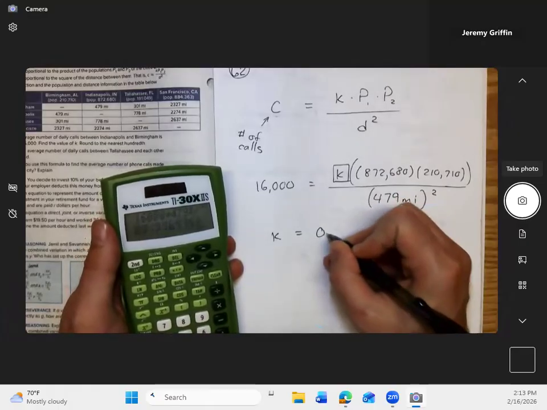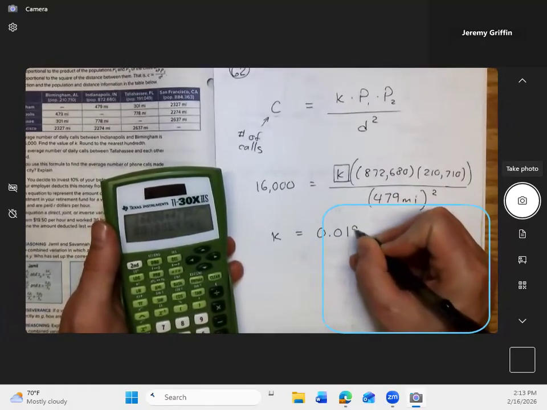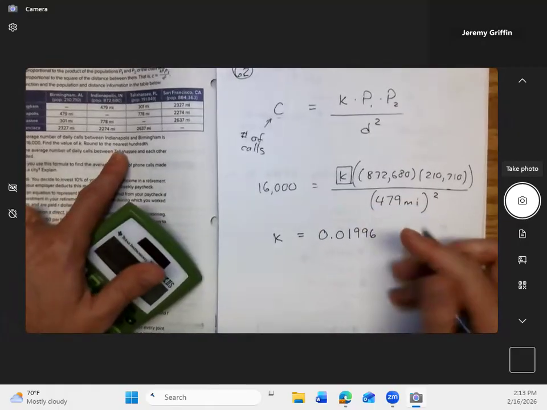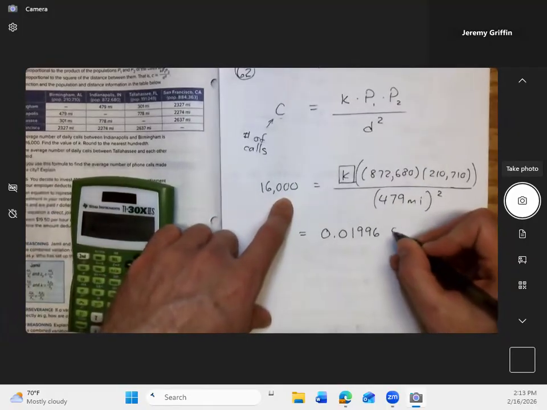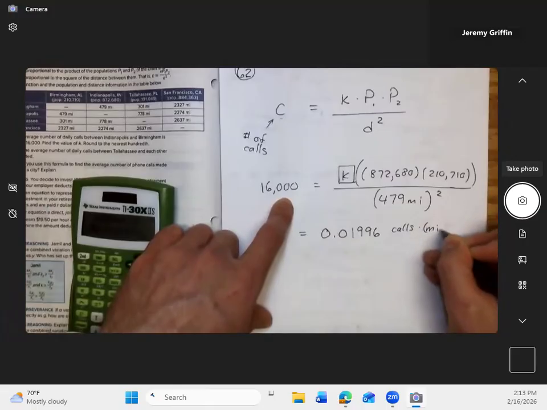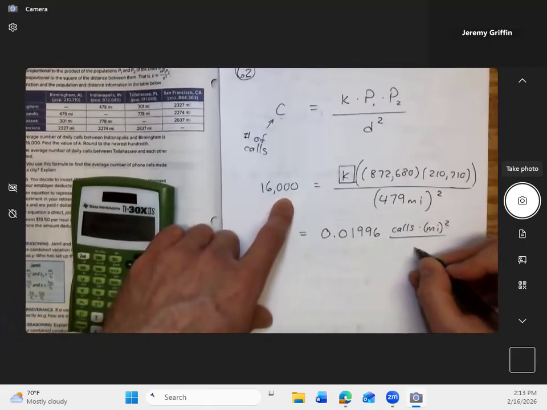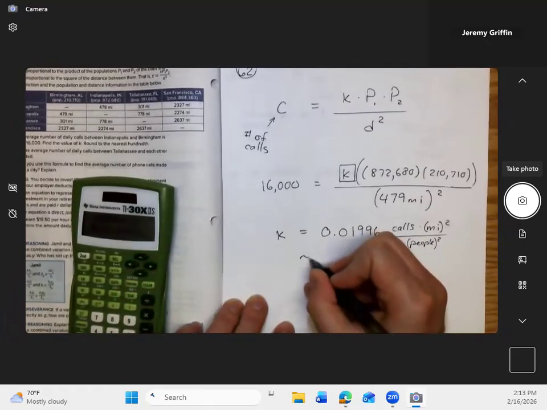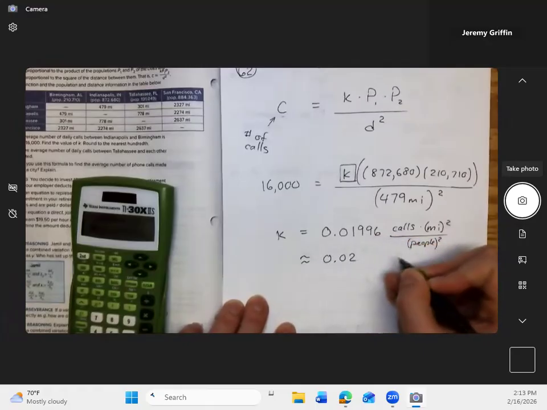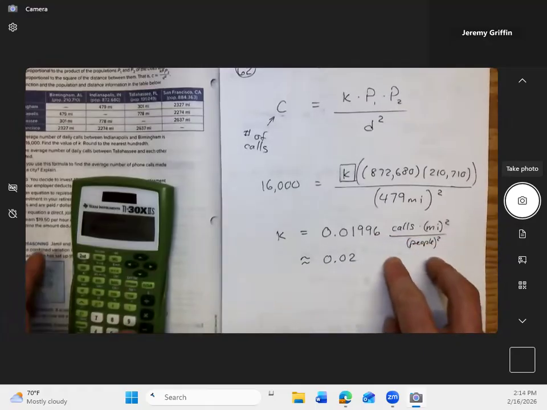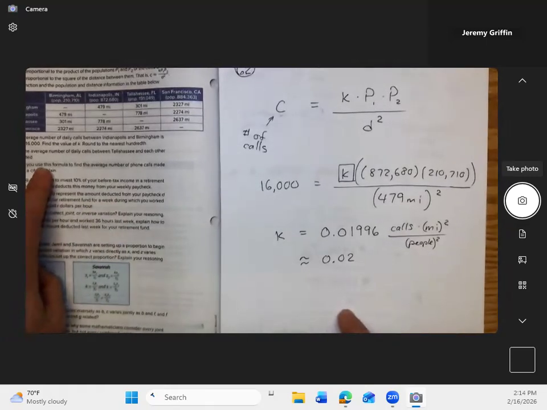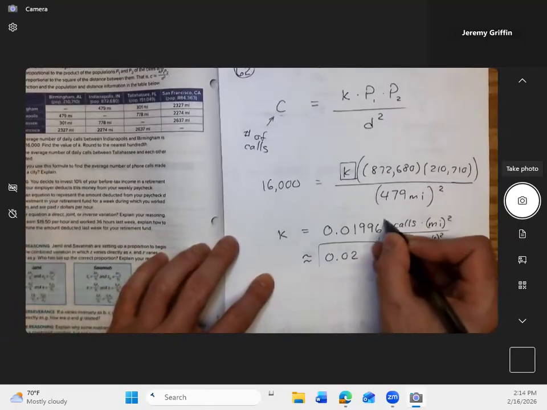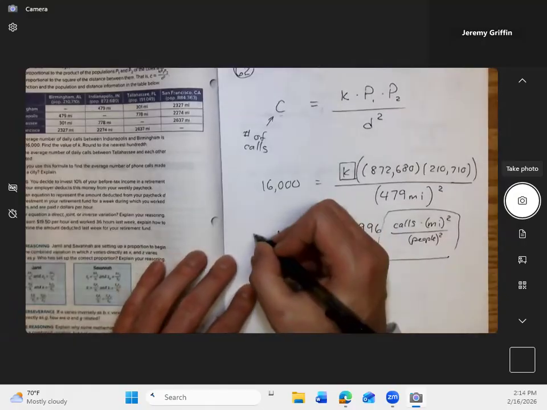Right, I'm getting K equals 0.01996. They said round to where? Oh, the nearest hundred? That's right about here. Okay, now this would have weird units. What does this have? This is calls miles squared over people squared. So, weird units. That's approximately, it's very, very close to 0.02, and then the same set of weird units. Okay, great. Well, with these units, just keep those too. Right, so that's question A.